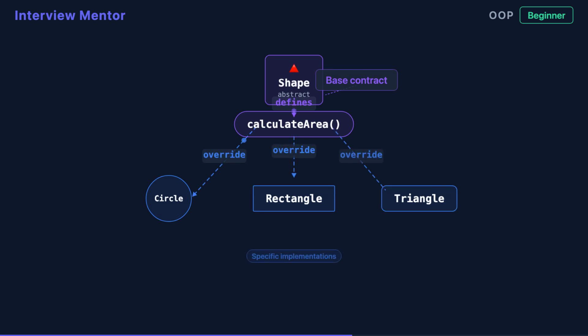Finally, think about inheritance and polymorphism. When behavior varies by subtype, define the method in a base class or interface, then override it in subclasses. For example, an abstract shape class might define a calculate area method that each concrete shape implements differently. This keeps shared contracts at the top and specific implementations at the bottom.